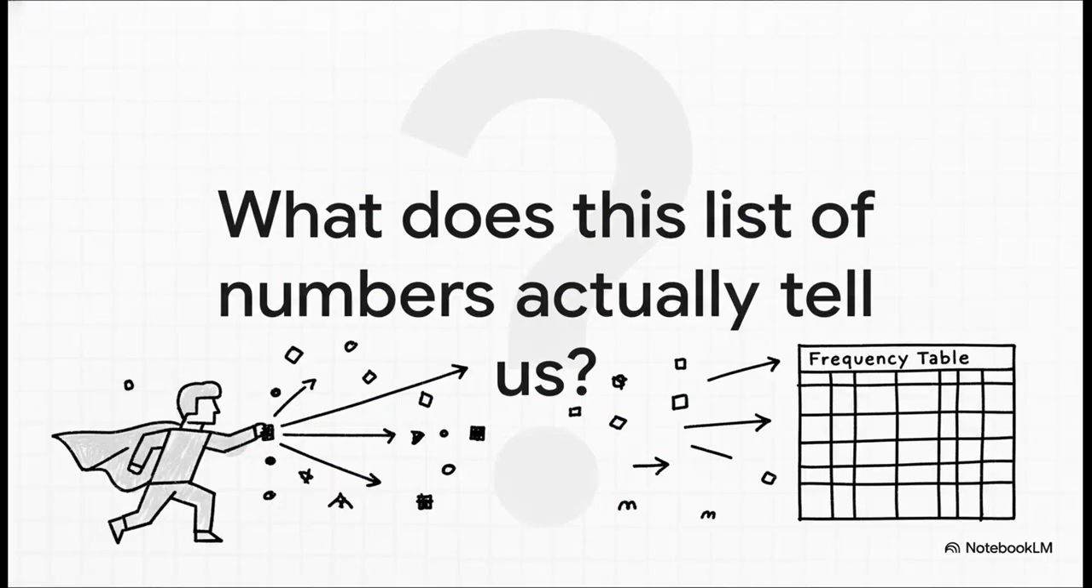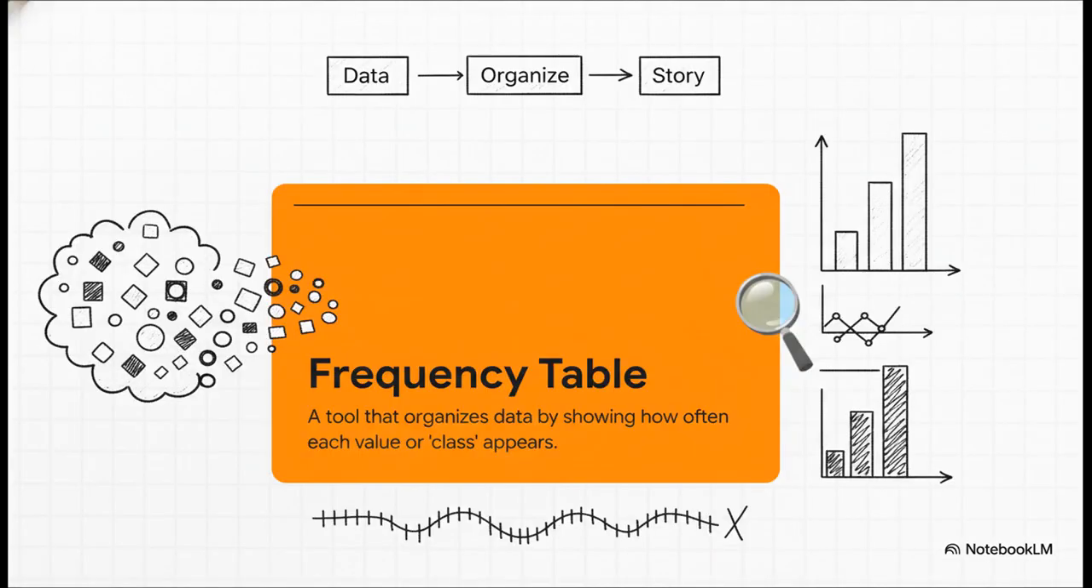And that's the thing. Right now, this list doesn't tell us much at all. It's just raw data without any rhyme or reason. To pull any real insights out of this, we need a way to see the patterns hiding in plain sight. And that's where our hero comes in. Meet the frequency table. Its job is simple, but honestly, it's a game changer.